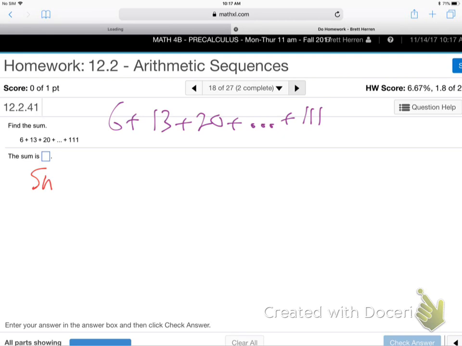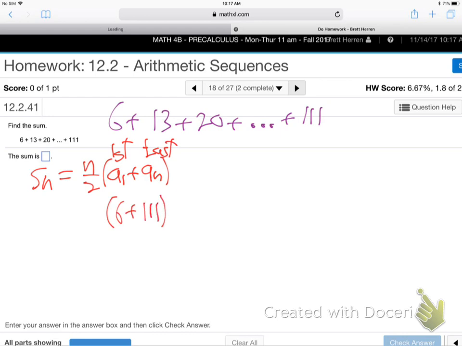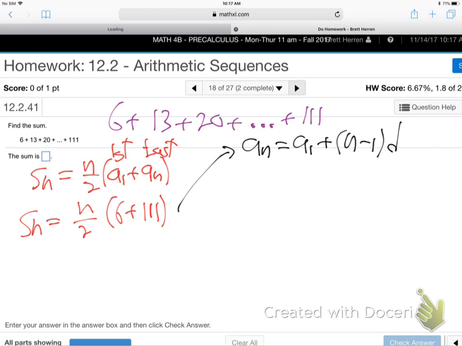Okay, so the S sub n formula is n over 2 times A1 plus An. We know A1 is first, An is last. The first term is 6, the last term is 111. We don't know n, so to get n, we go over and use the A sub n formula, An equals A1 plus (n minus 1)d. Again, both these formulas go on the top of the next exam.